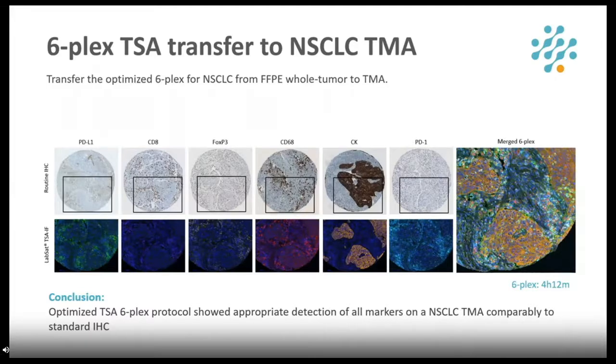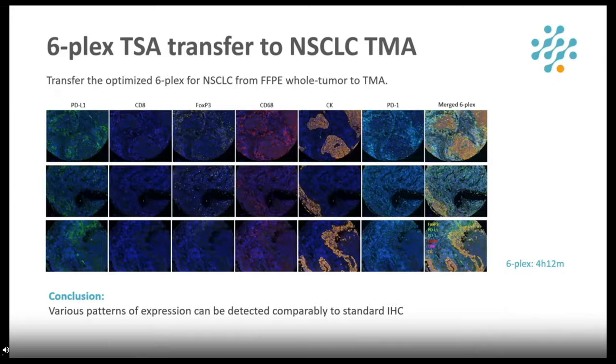We then applied this reoptimized 6-plex to NSCLC tissue microarray in order to assess the protocol on various expression patterns. And here the reoptimized protocol showed appropriate detection of all the markers on those TMA cores, comparably to the standard IHC reference. Various patterns of expression could be detected similarly to the IHC reference using this reoptimized protocol. And the total time of the assay remained unchanged compared to the Tonsil-optimized protocol, staying at 4 hours and 12 minutes.